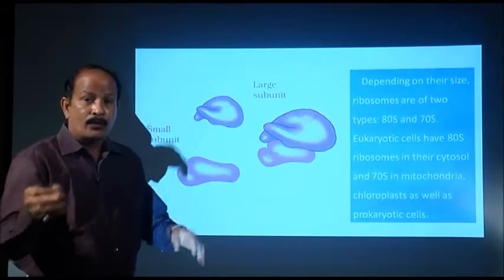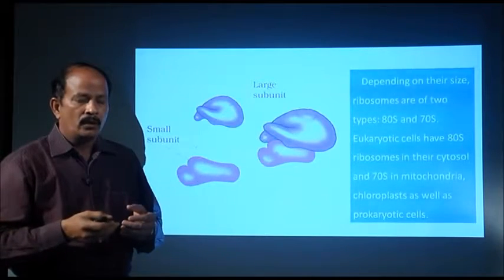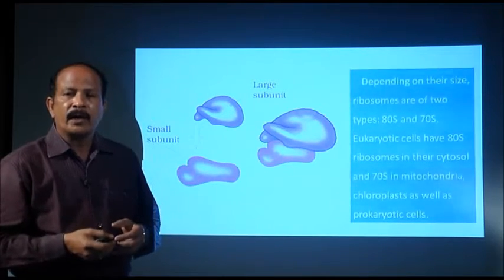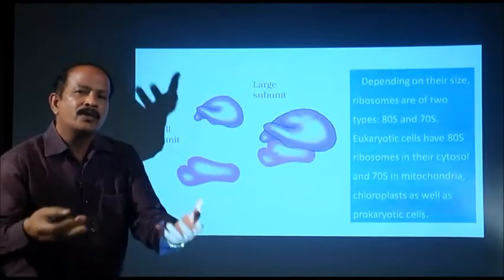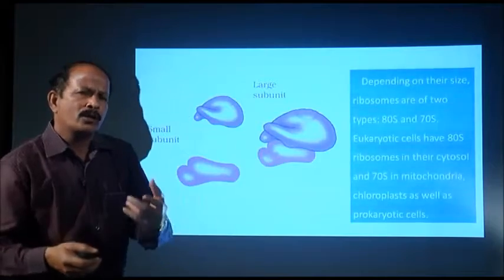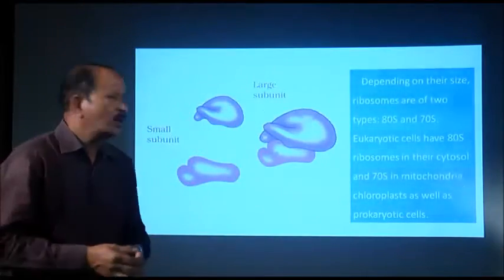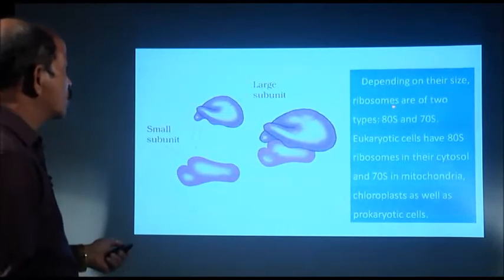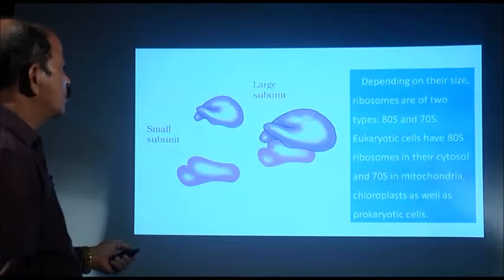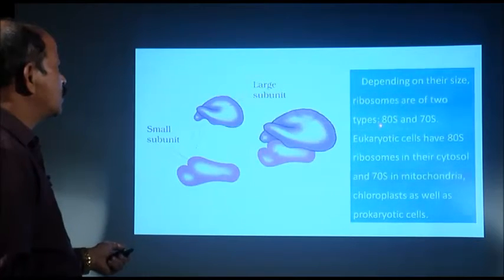And in the previous class, as I told you, chloroplasts and mitochondria are of prokaryotic origin. They retain this feature. What feature? The 70S ribosome, like bacterial cells, is also present in mitochondria as well as chloroplasts. So, in eukaryotic cells, there are two types of ribosome: the organellar ribosome and the cytoplasmic ribosome.